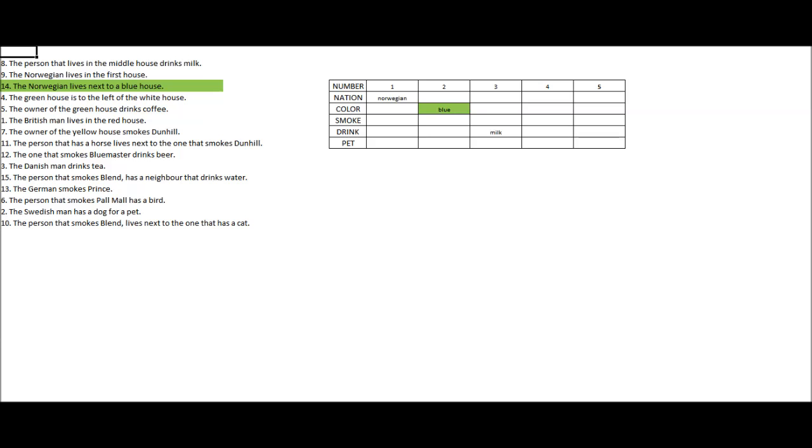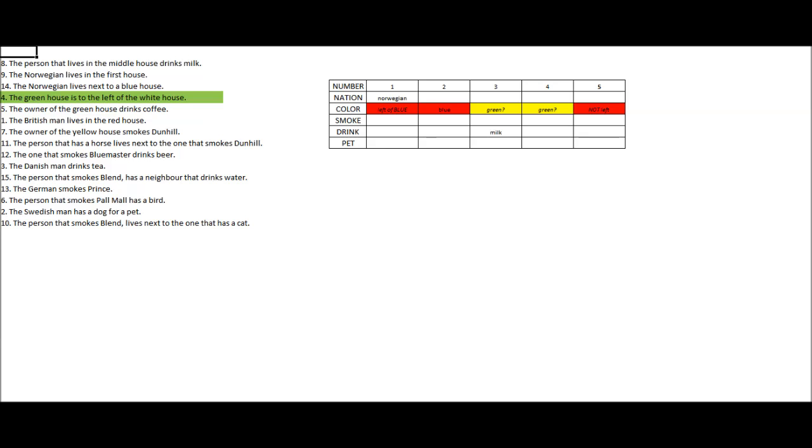The Norwegian lives next to a blue house. So the blue house has to be slot 2 because there is no slot 0 and it has to live next to the Norwegian, so they're in slot 2. The green house is to the left of the white house. So this means green cannot be in slot 1 because slot 2 is blue and has to be to the left of green. Of white.